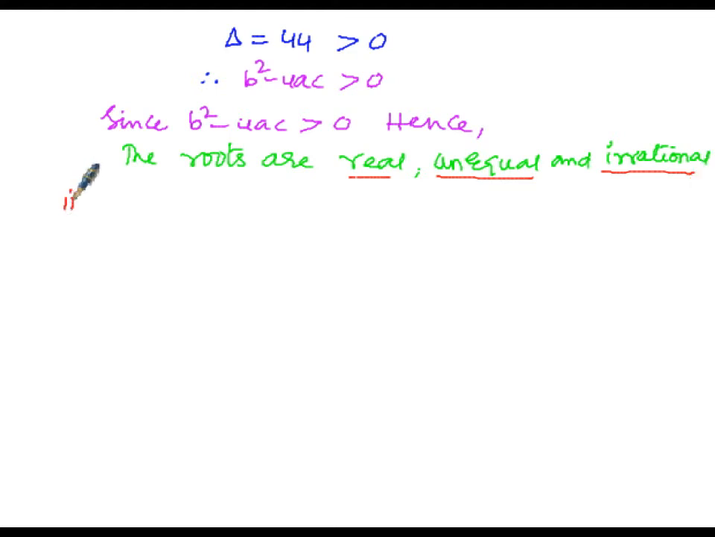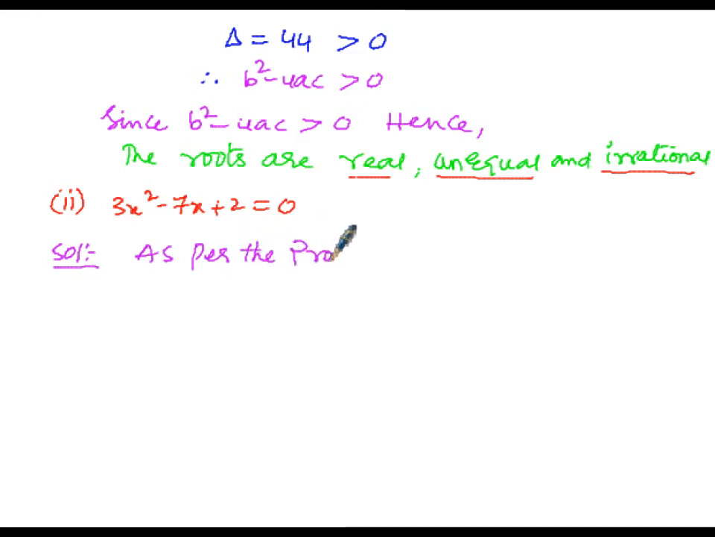So here, the second one under the examples list is 3x square minus 7x plus 2 is equal to 0. We have to find out the nature of the roots of this particular quadratic equation. So the solution starts now. As per the problem, the quadratic equation given to us is 3x square minus 7x plus 2 is equal to 0.